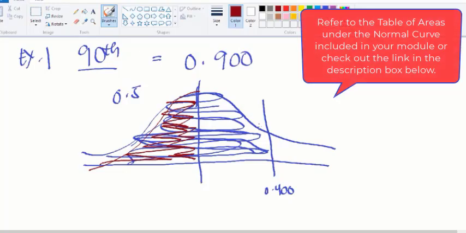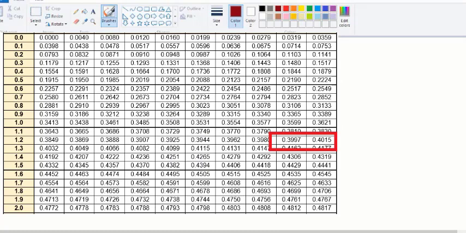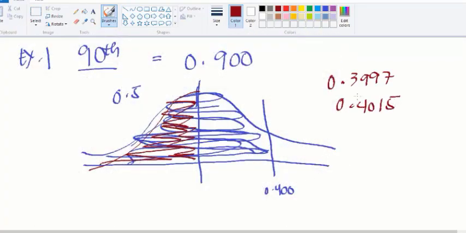But the thing is, there is no 0.400. What we have is 0.3997 and 0.4015. Which one is closer to 0.400? Of course, it's this one, right? Because the difference is only 0.0003, while for this one the difference is 0.0015. So, choose this one, 0.3997. That is the area that we are looking for.